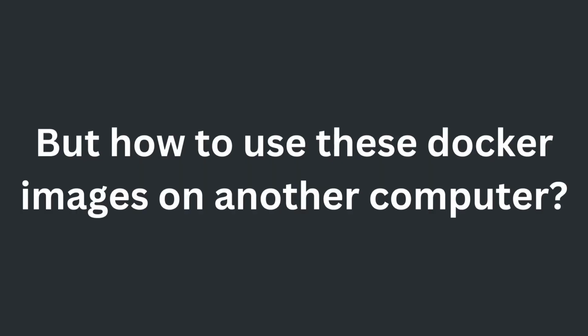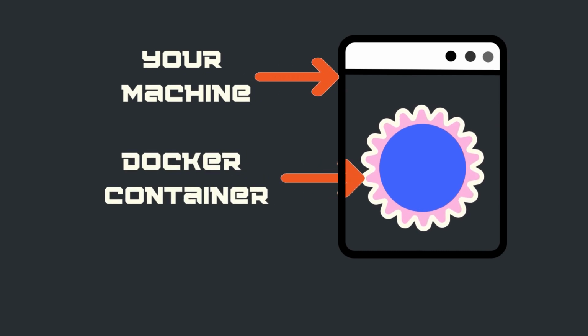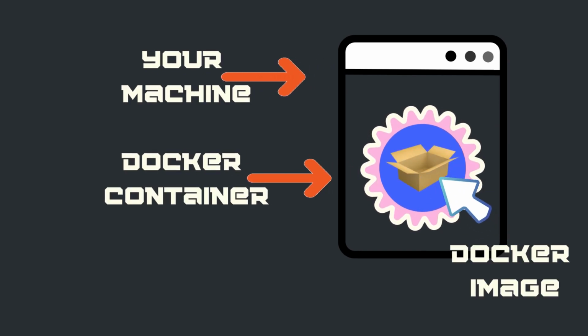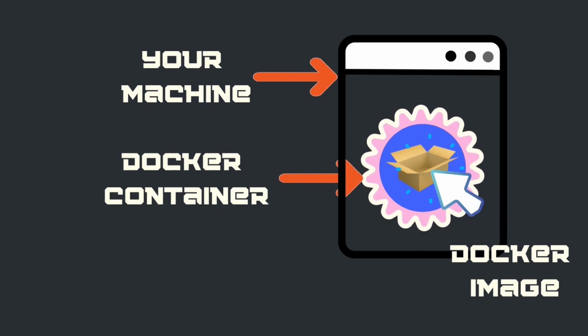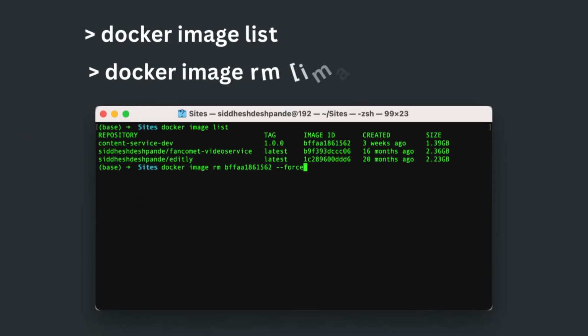But how do we use these Docker images on another computer? That is where Docker containers come into play. Imagine a small isolated space on your machine that is capable of running Docker images. That is essentially a Docker container. In case some configurations go wrong in your Docker container, you can always reset it, as it doesn't affect any of your system's configuration since it's an isolated environment.